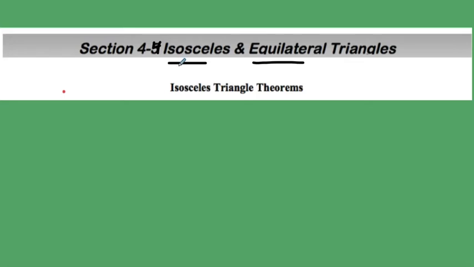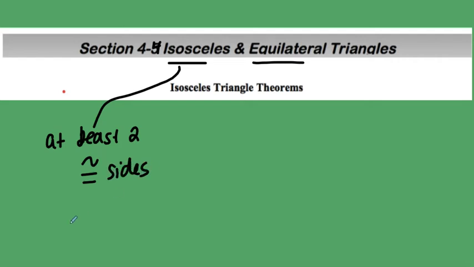So an isosceles triangle, remember, is a triangle that has at least two congruent sides. At least two congruent sides. Okay, we call those legs. Now, remember, we want to be careful. These could be congruent, but the other sides could be congruent as well. Like those two could be congruent.